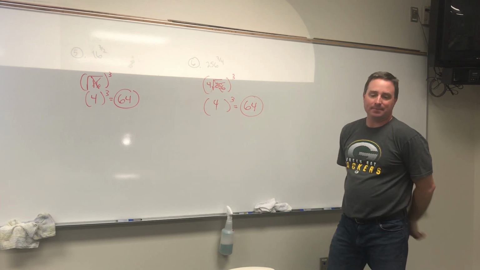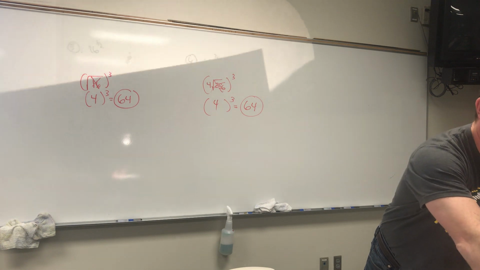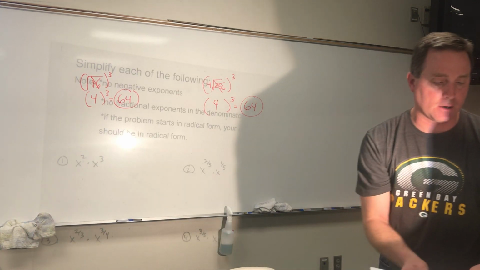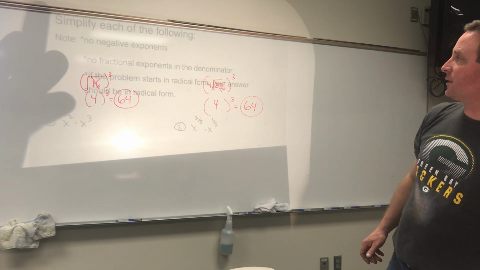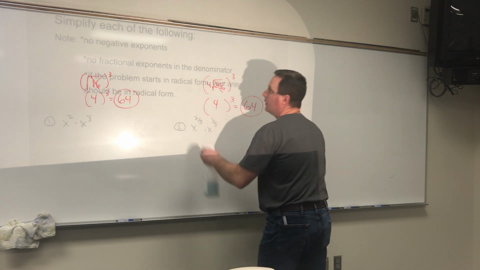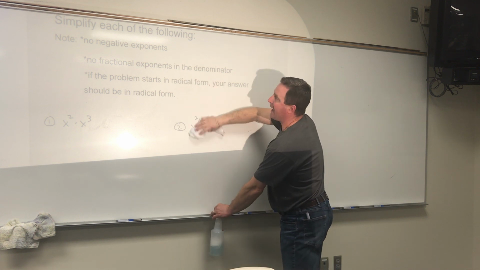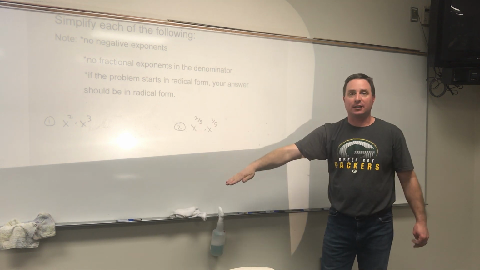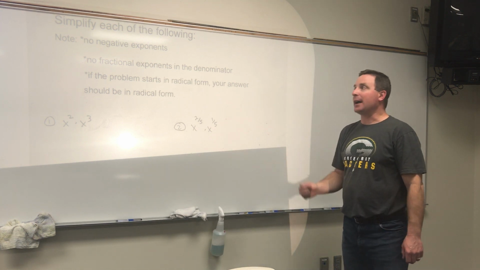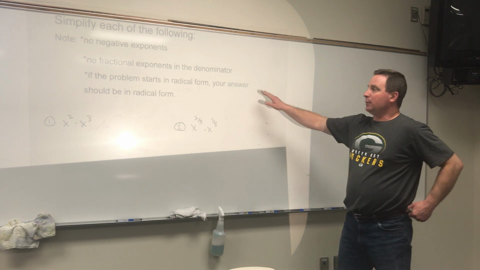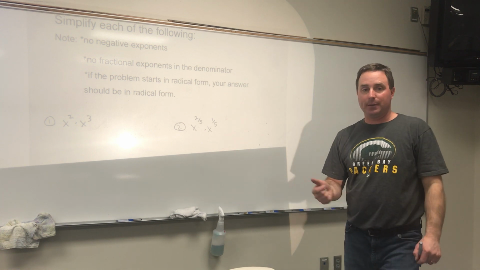All right. Next page, they're going to have us do a little bit more simplifying. And they have some rules here that I think we've talked about some of these before. When we simplify these are some things to keep in mind. We cannot have any negative exponents. We already know that. We can't have any fractional exponents in the denominator, because in the denominator, if it's a fractional exponent, it's a radical. We're not allowed to have radicals in the bottom. And we'll see here later on, especially that if the problem starts in radical form, our answer should be in radical form, and vice versa.